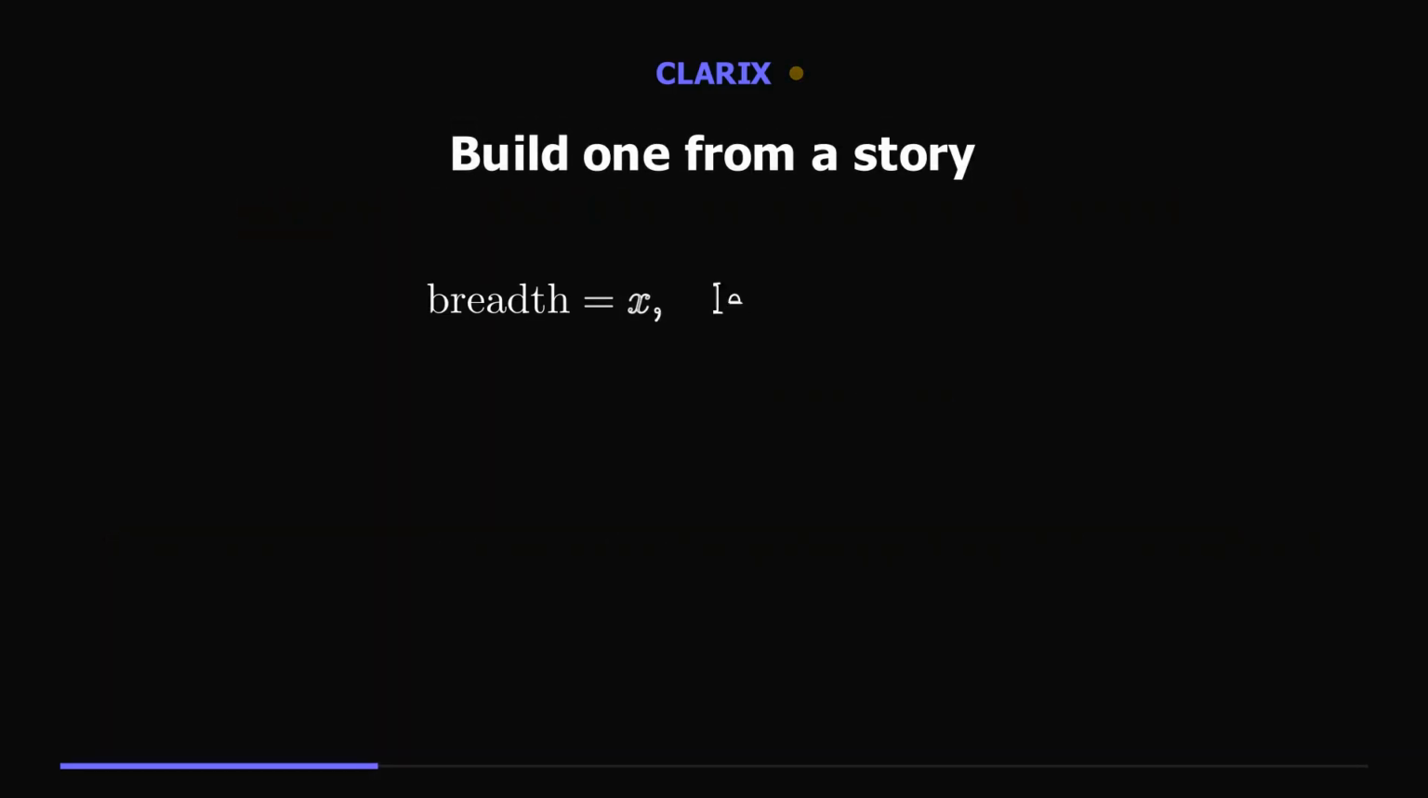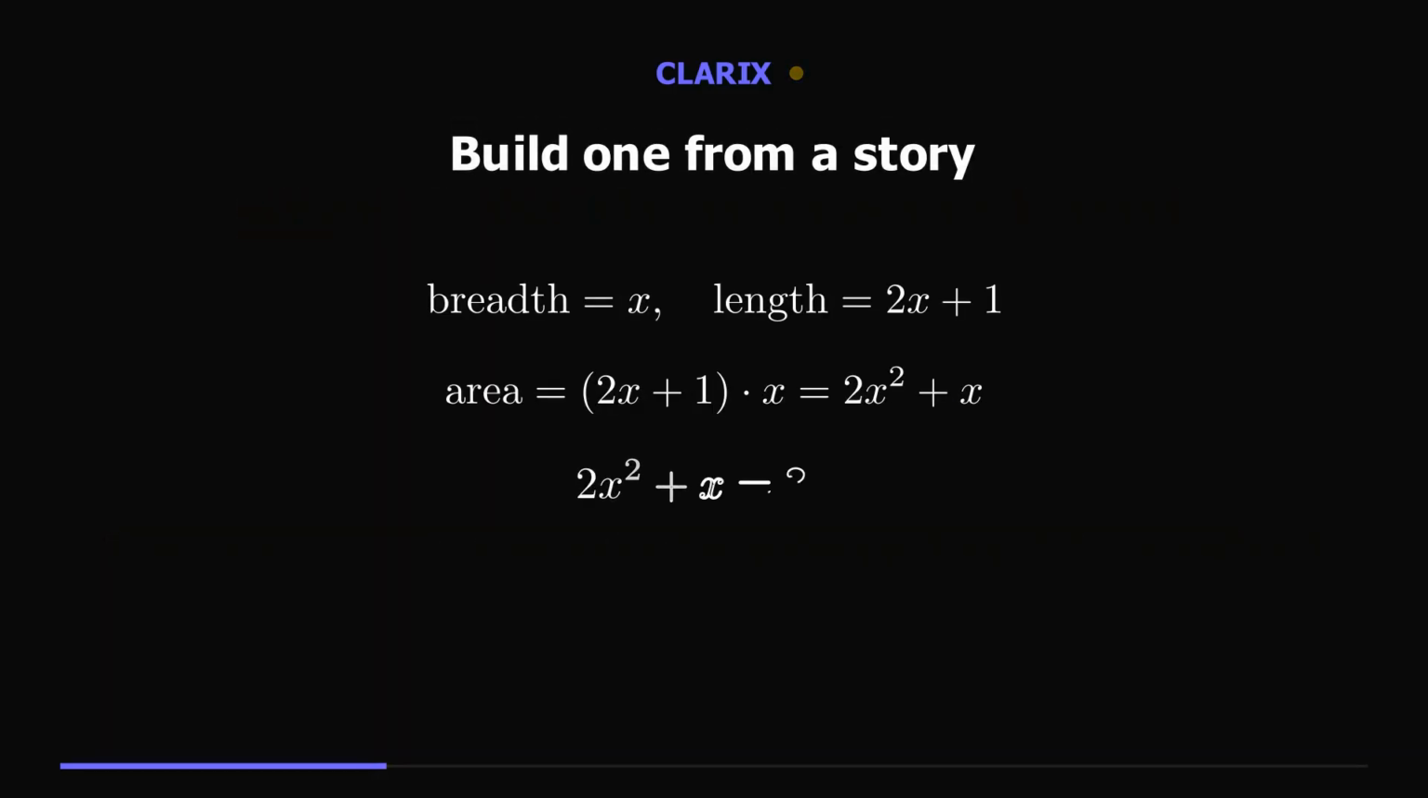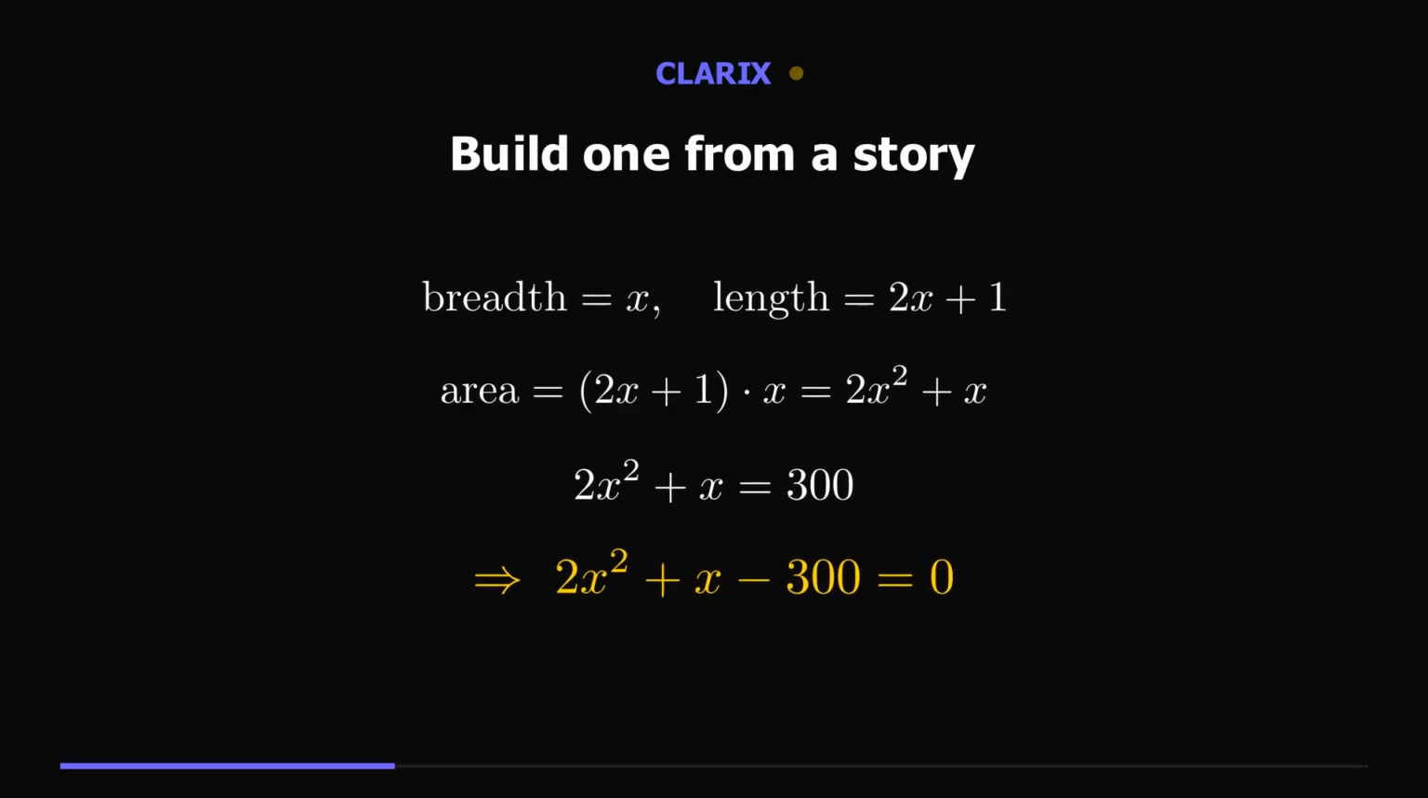Where do these come from? Real problems. Say a hall has area 300 square meters and its length is 1 meter more than twice its breadth. Let the breadth be x, then the length is 2x plus 1. Area is length times breadth, 2x plus 1 times x, which is 2x squared plus x. Set it equal to 300. 2x squared plus x equals 300. Move everything to one side. 2x squared plus x minus 300 equals 0. There's your quadratic equation, straight from the words.